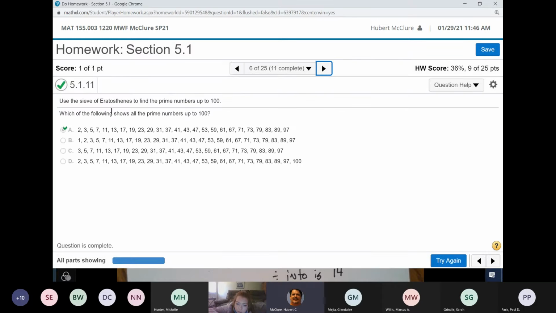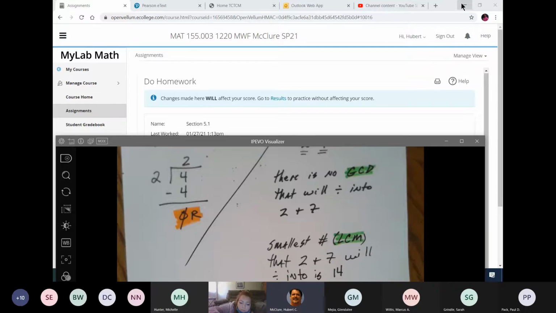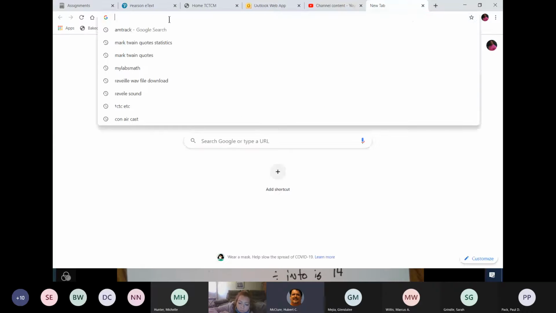Which of these show all the prime numbers up to 100? All right, let's go to our handy dandy Google. And y'all should, okay, there's, how many is in here? Let's see.